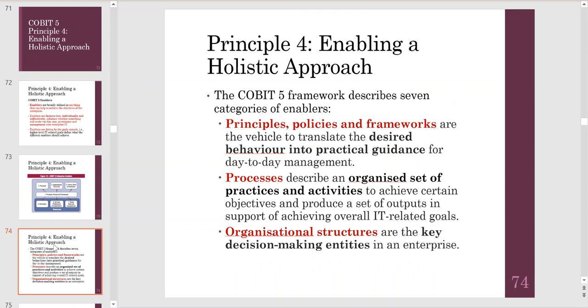Principles, policies, and framework. Usually these are set by the board. So this is the desired behavior. This is, let's say, what the board wants to see of the company, how the company should be, how the management should be working by following. So this is a kind of desired behavior and guidance to be followed by the company. That's why principles, policies, and framework are working at the higher levels. Management will be converting this into operations and executions. Principles will be followed when they work on projects, initiatives, day-to-day work, and operations.